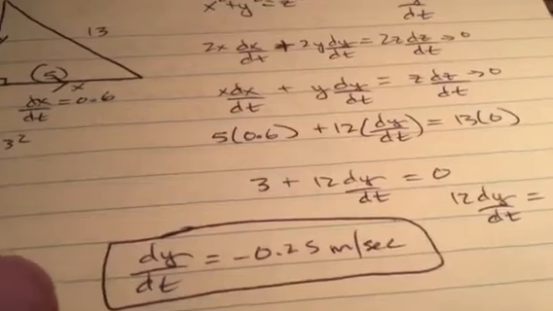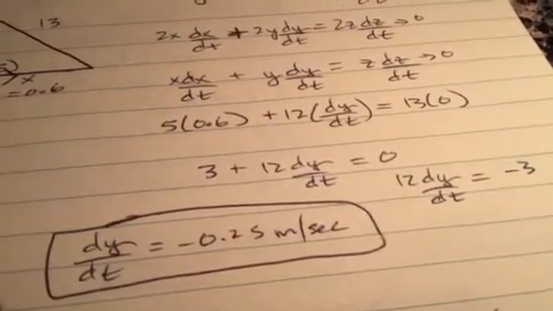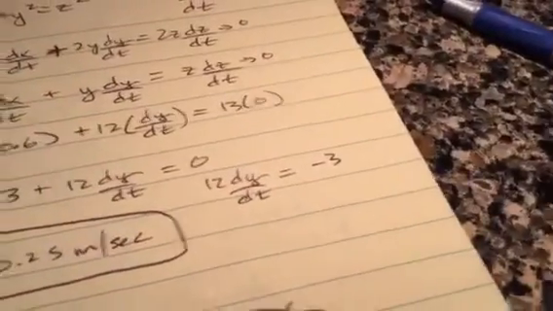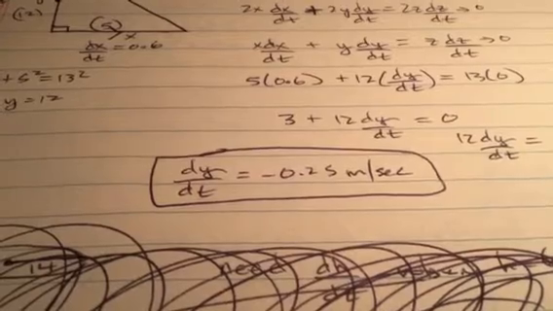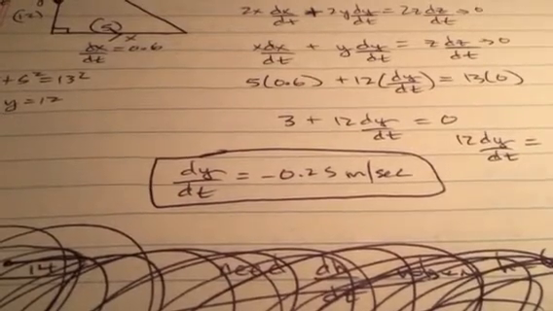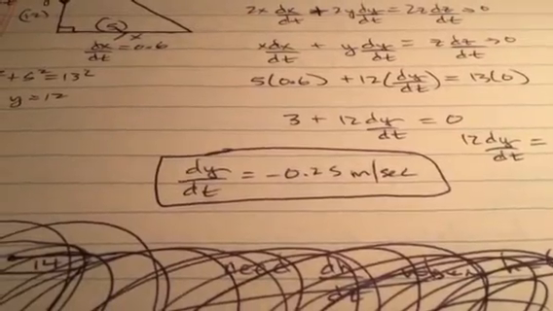Plus 12 dy/dt. All right. 5 times 0.6 is 3. Move that over. Divide by 12. So it's sliding down the wall at 0.25 meters per second. And it's negative because it is sliding down. The y distance is getting smaller.